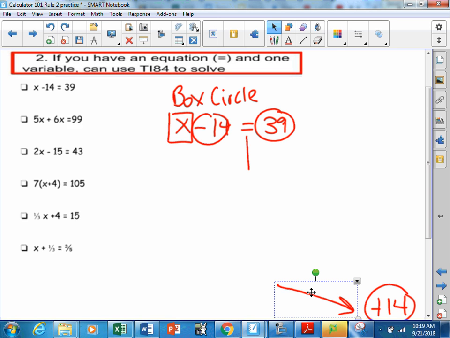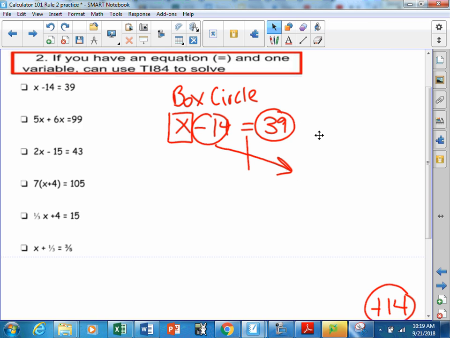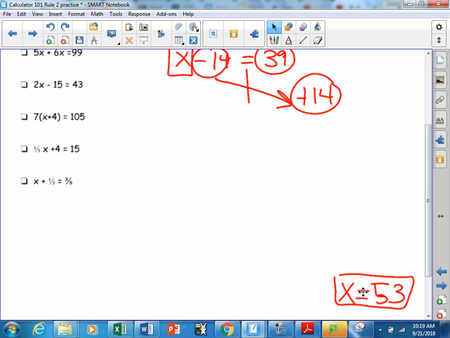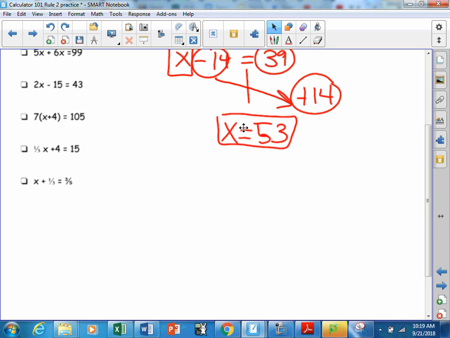So we've got to remember this rule. And the rule is this. When I cross this line, I've got to change my sign. So we go from having a negative 14 to now having a positive 14 as a result. So what that means is that my final answer for x has got to be 53, which is the sum of 39 plus 14. Okay, so again, what is this?